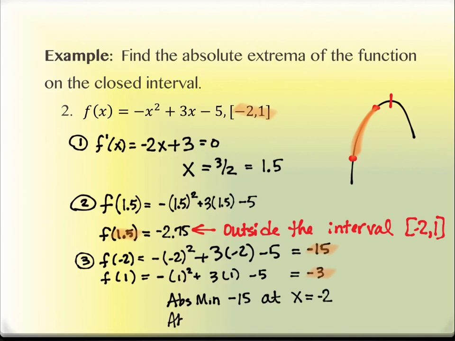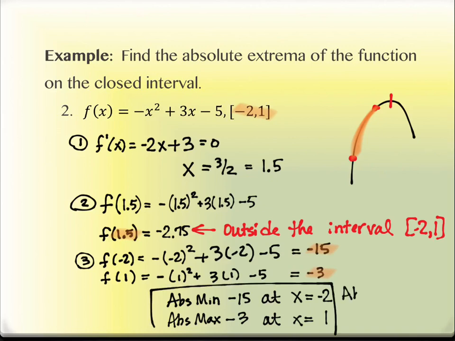And my absolute maximum would be the other one, negative 3, at x equal 1. This is one way to write your answers, perfectly acceptable. There's another way you can write this too.